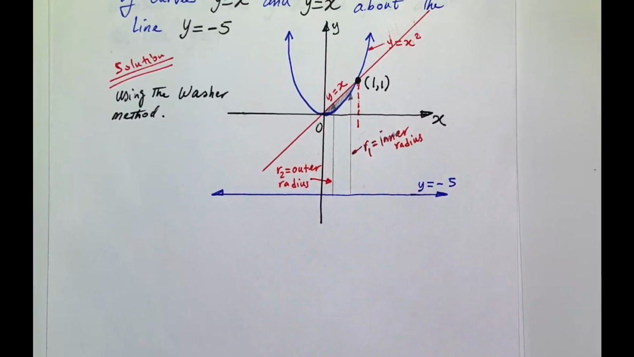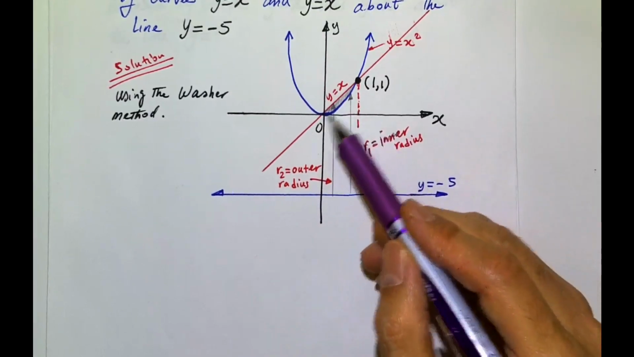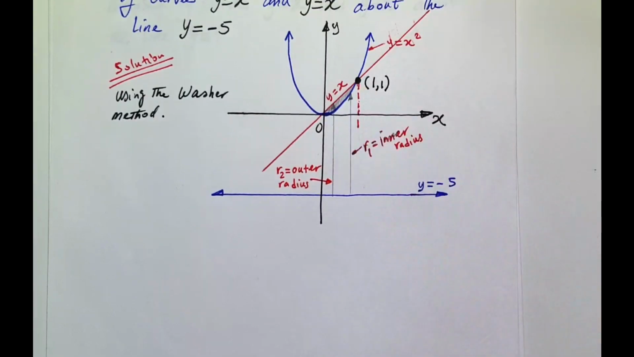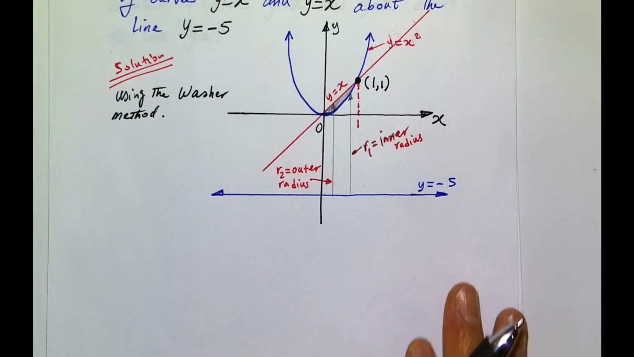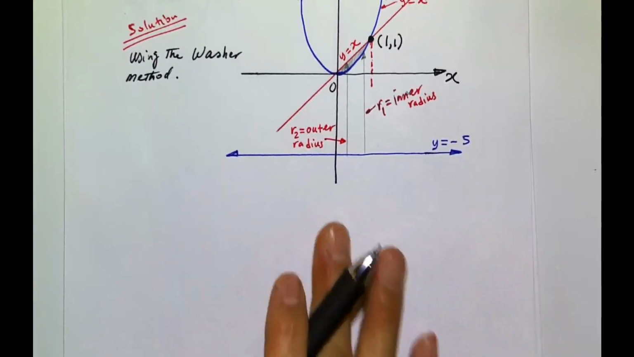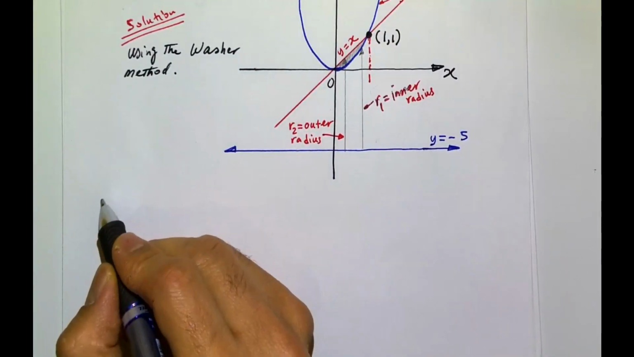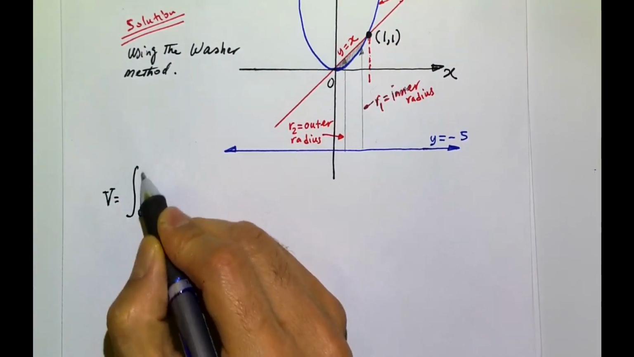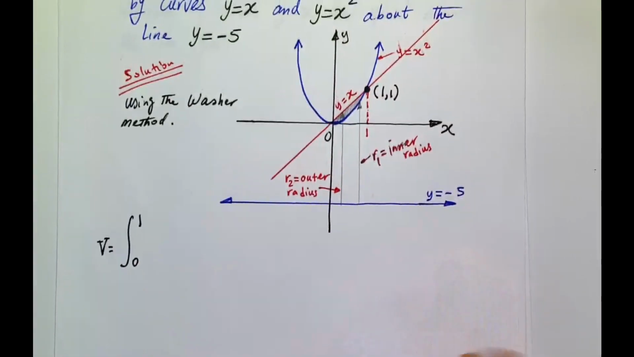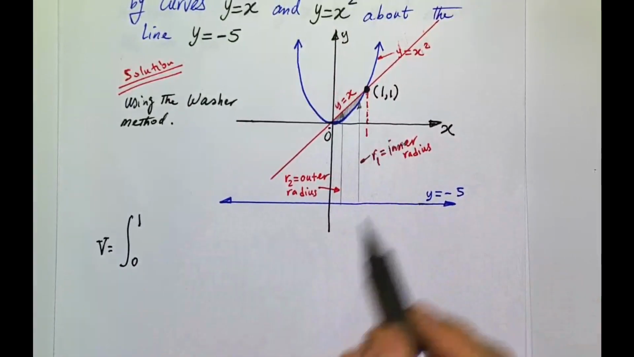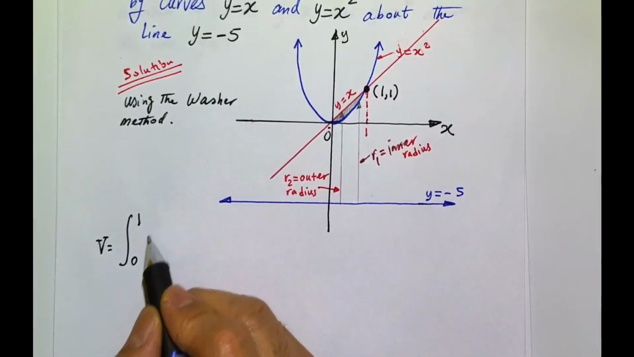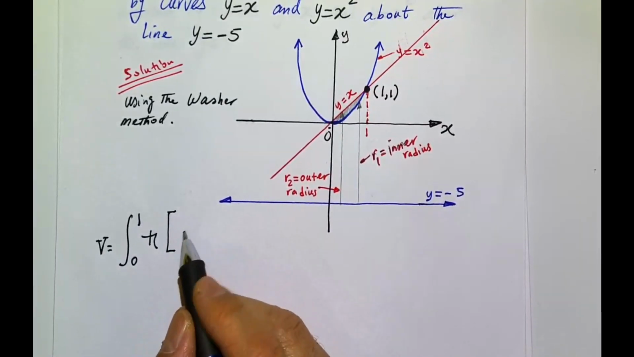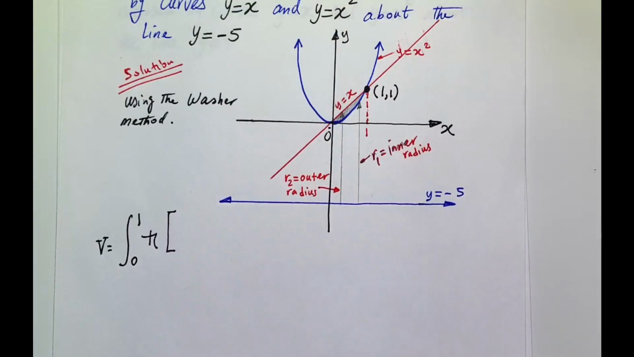Okay, so now we are integrating from 0 to 1 again. That's not going to change at all. All right, so we have everything we need. Let's put them all together. We have the volume equals integral from 0 to 1, right? From 0 to 1 about this line. And then pi times the outer radius squared.